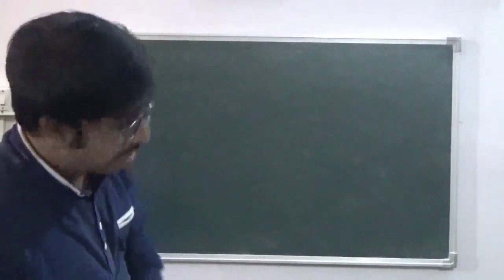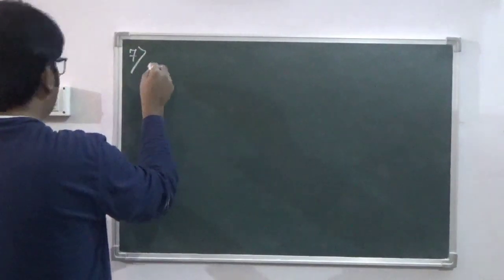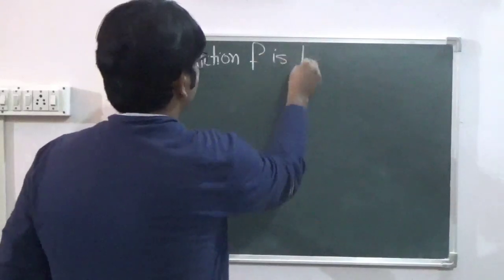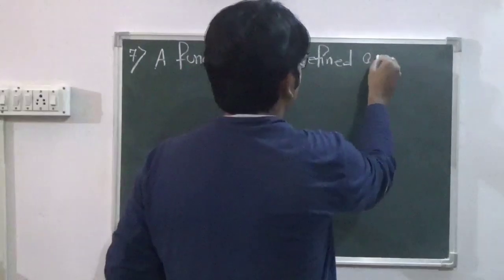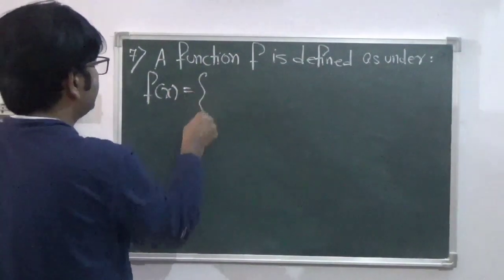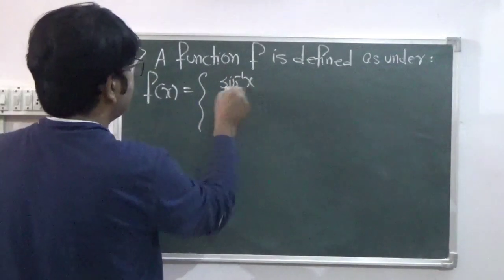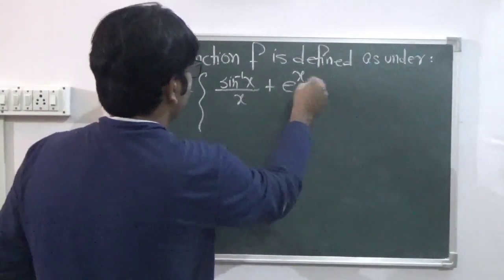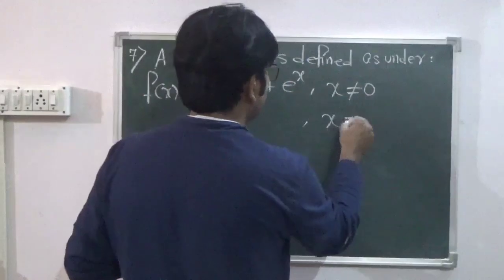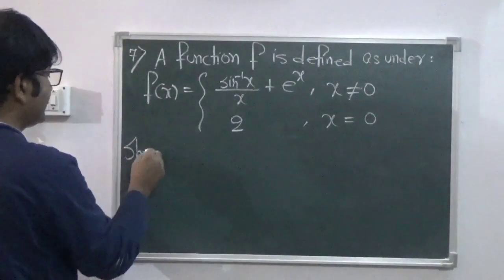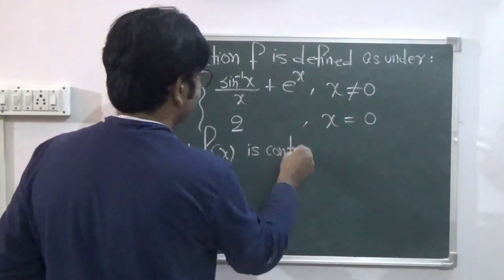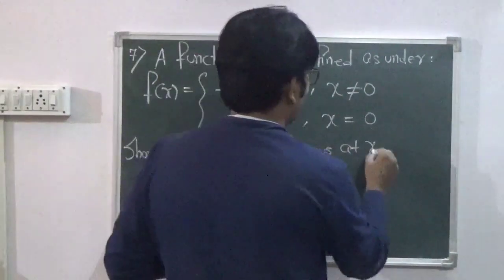Now let us see question number 7. A function f is defined as under: f of x is equal to sine inverse x by x plus e to the power x, for x not equals to 0, and it is 2 when x is equal to 0, so that f of x is continuous at x equals to 0.